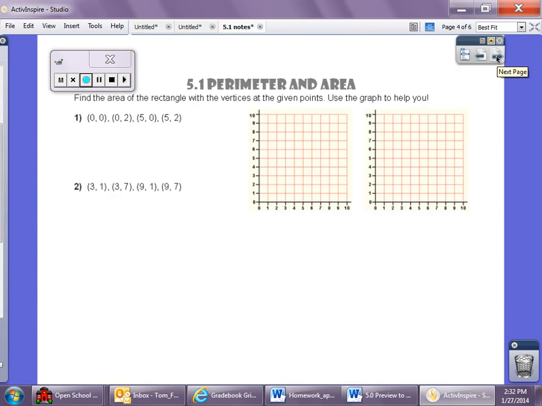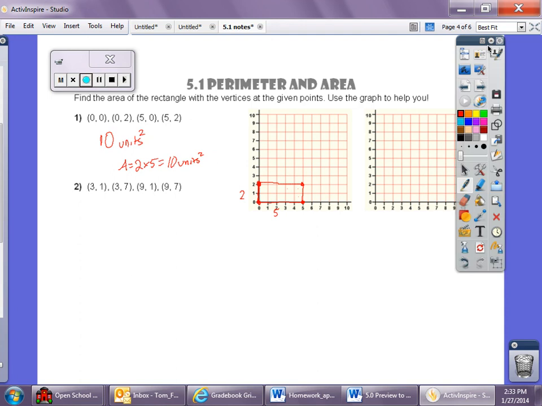Now find the area of a rectangle with these vertices. If we plot these, 0, 0, 0, 2, 5, 0, 5, 2, we have our rectangle here. We know that's 1, 2, 3, 4, 5, 6, 7, 8, 9, 10. There's 10 squares in there. So we know it has an area of 10 units. Or you could have said it's 5 by 2. So the area is 2 times 5, which is 10 units squared.